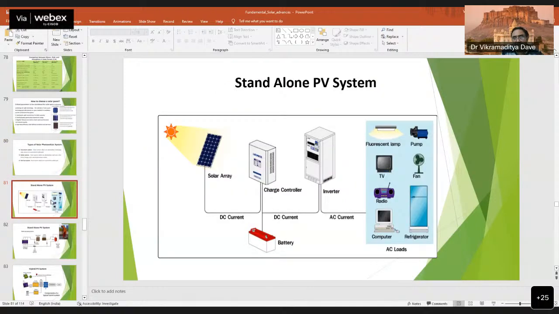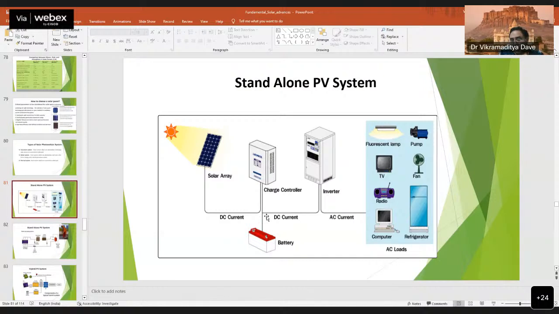This is the picture of a standalone system. You can see the solar array is there. This is the charge controller. The charge controller is giving output to a battery. So solar is generating DC, fluctuating DC, supplying to the charge controller. As the name suggests, it will control and will provide this controlled output to the DC battery.